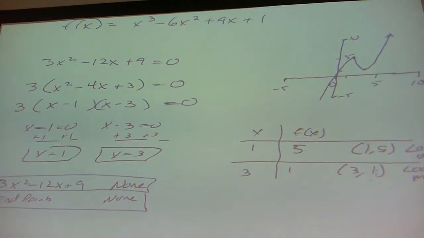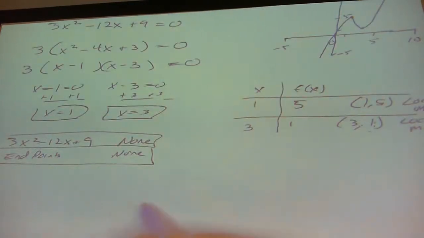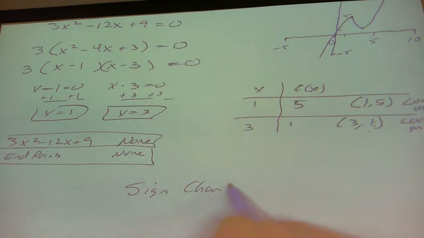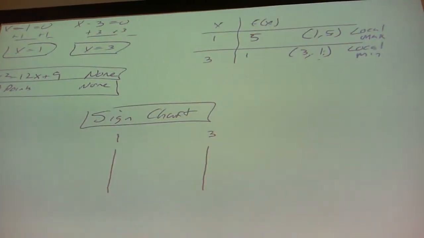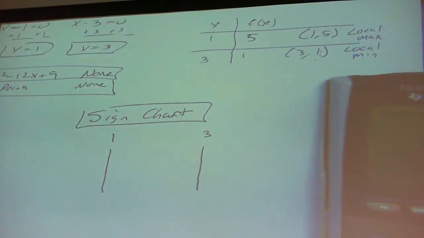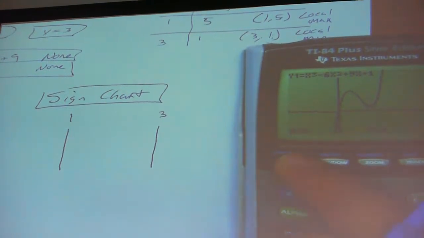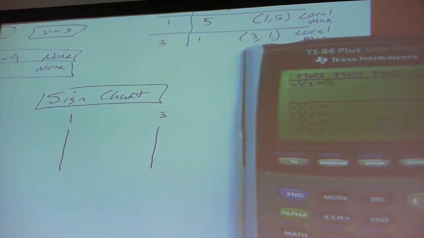The problem is derivative, algebra, graphing, the basics, the stuff we spend a lot of time on. Okay? If we get a sign chart, what numbers are we concerned with? 1 and 3. And with a sign chart, what are we plugging into? The derivative. With a sign chart, we're plugging in the derivative. So I go to y1, the derivative is 3x squared minus 12x plus 9.